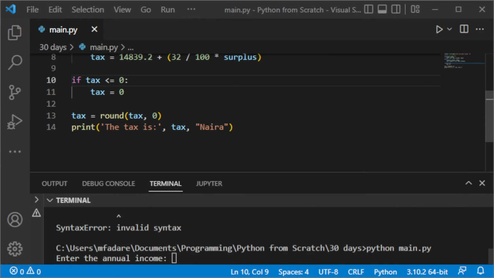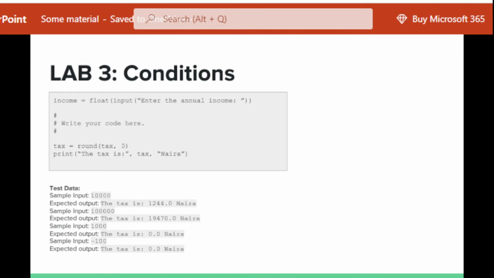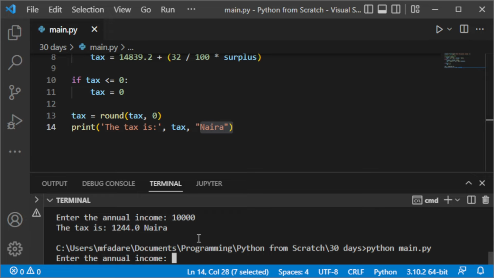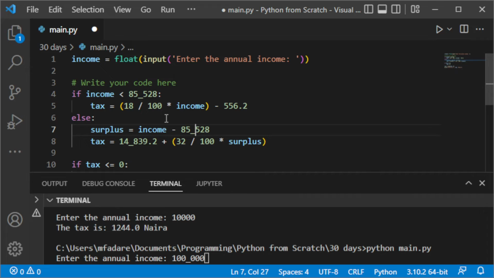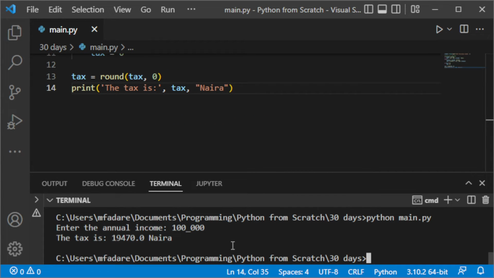All right. Yeah, so our answer should be 1244. Yes, which is what we got here. All right, so let us try with 100,000. So remember, when we are treating literals, we said we can write numbers like this for readability purposes. Where we have thousand, yeah, you can separate it with an underscore. It is still exactly the same. Let's do this. Yeah, it's still exactly the same. See, we still get the same answer here.